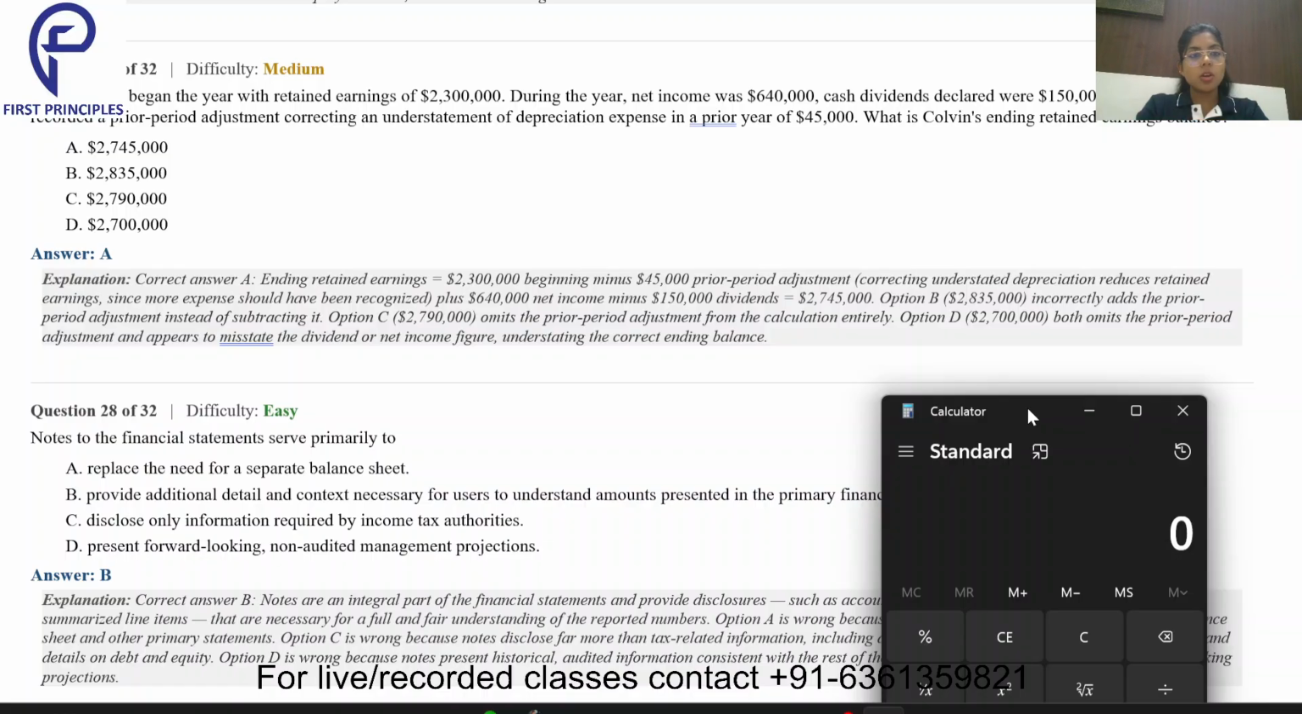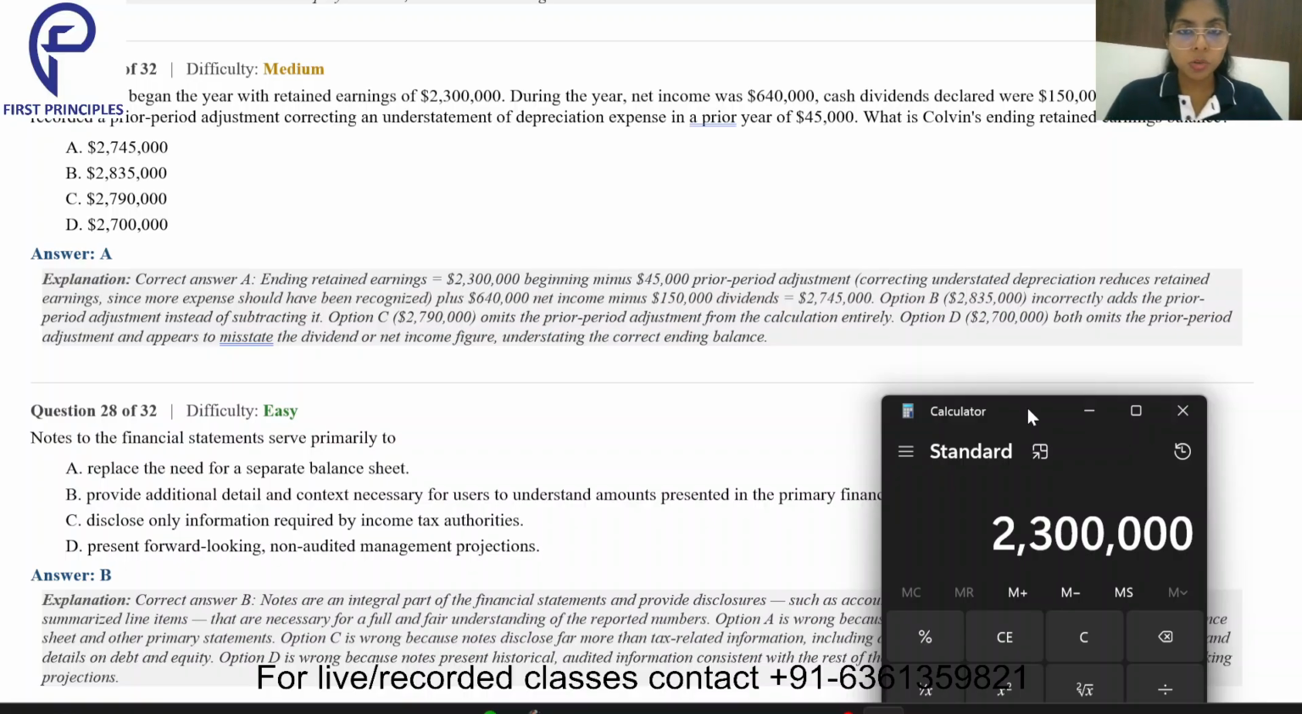So the question is talking about that we need to calculate the ending retained balance. The beginning retained balance is given to us as 2.3 million. Then what is the net income? Net income is given to us as this much. Then cash dividends, what is the dividends declared? The dividends declared is 1,50,000, and the company recorded a prior period adjustment correcting an understatement of depreciation expense in a prior year of 45,000.